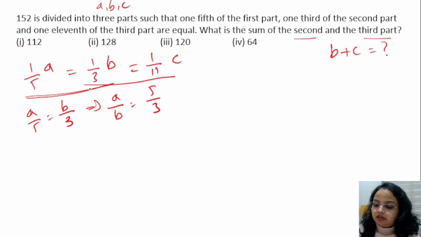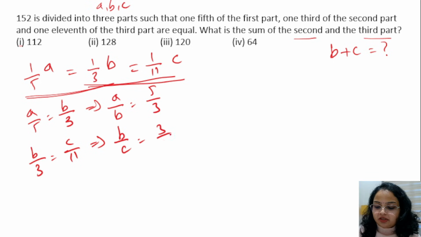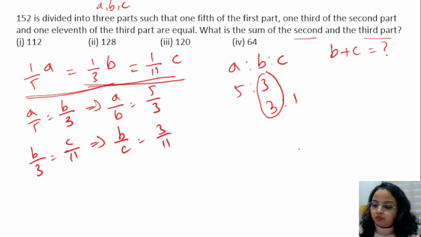Now we will take the second two terms. It is B by 3 is equal to C by 11. Then B by C is equal to 3 by 11. Here we are finding the ratio of A is to B is to C. Now here we got A is to B is equal to 5 is to 3 and B is to C is 3 is to 11. See, both are equal. So we will take 5 is to 3 is to 11.